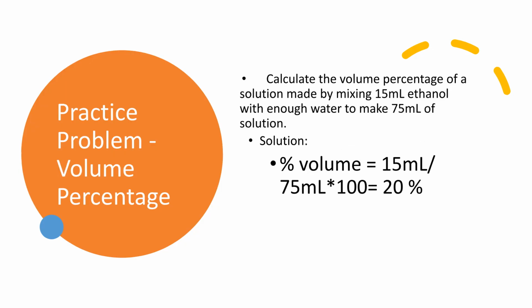Here is a practice problem for volume percentage. Mixing 15 milliliters of ethanol with water to make 75 milliliters of solution results in a 20% volume concentration.